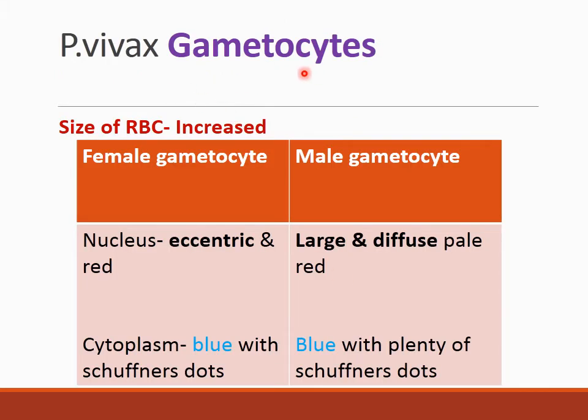Plasmodium vivax gametocyte. Here the size of the RBC remains increased. There are two types of gametocytes, male as well as female. In the female gametocyte, the nucleus remains eccentric and red, whereas in the male it is large and diffuse pale red. Cytoplasm of the female gametocyte is blue with Schüffner's dots. Here also in the male, blue with plenty of Schüffner's dots can be observed.